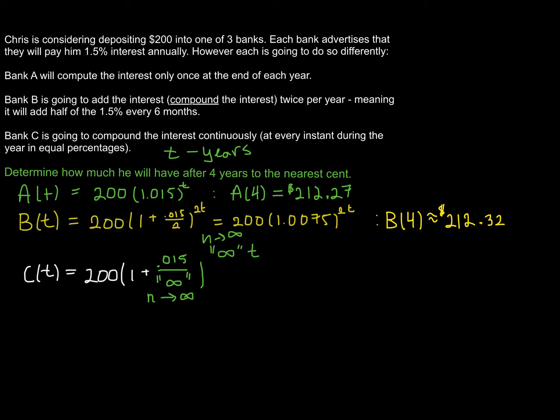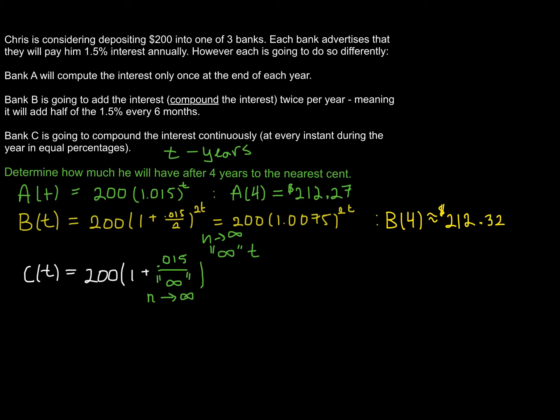The reason we need to do this is we're looking at a specific situation where we have a given interest rate, but we want to come up with something that's going to be applicable anytime we're compounding interest continuously. We want to know what the base is going to be. So we're going to try and do something to get 0.015 out of the base.